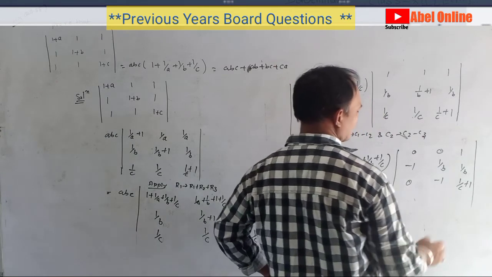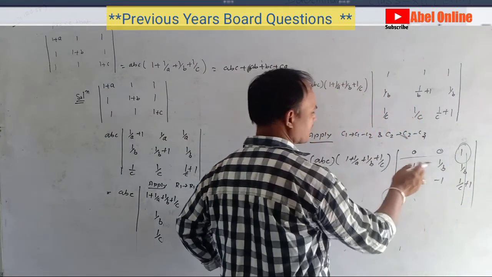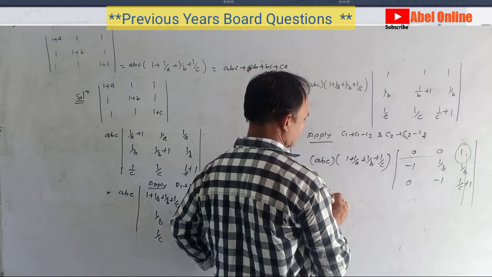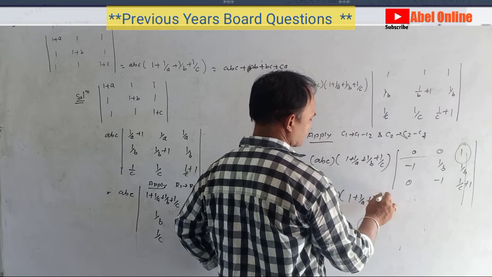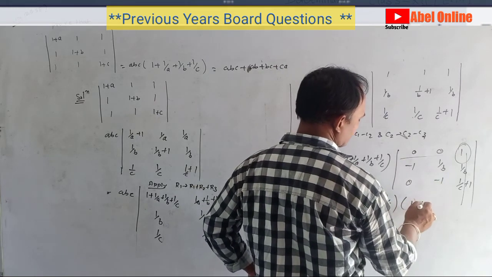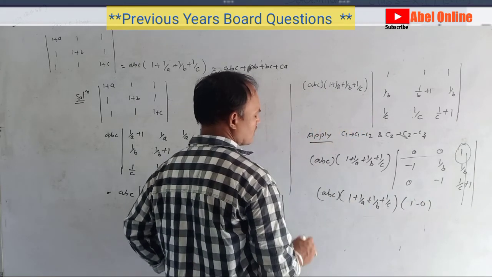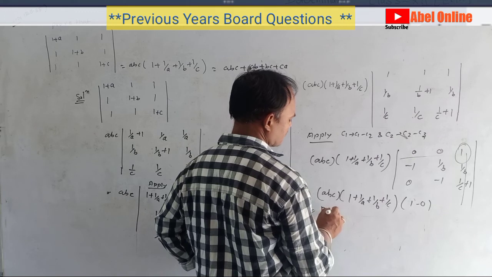Students, what happened? I am going to expand with respect to this, so this and this are eliminated. The remaining part is 1 minus 0. So it is abc times 1 plus 1 upon a plus 1 upon b plus 1 upon c, and it is 1 minus 0. So we can say that it is 1. This is the RHS.